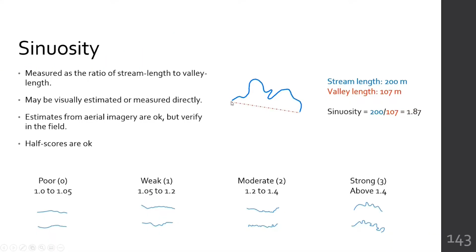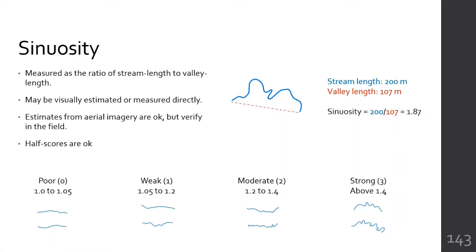The way we define it, it is the ratio of stream length to valley length. So stream length is this blue line that's wiggling all around. The red line is how you get from the top of the reach to the bottom of the reach, as the crow flies. Fish swims versus crow flies. You can visually estimate this or directly measure it using a compass or a surveying tool. It's okay to estimate this in aerial imagery. That's sometimes a great way to do it, but again, you want to verify in the field.